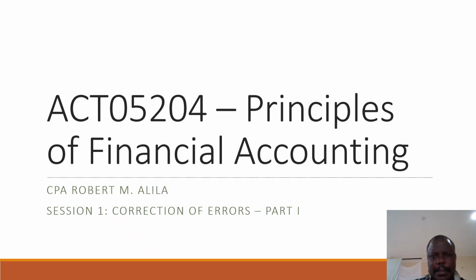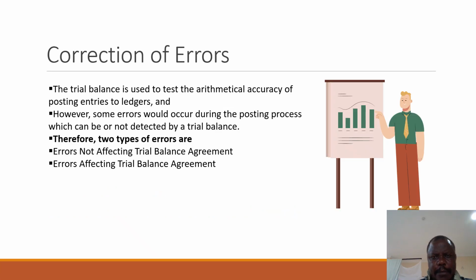Today, let us discuss our correction of error, part 1. This correction of error, as we had discussed earlier in the first topic, might happen. As you know, the trial balance is used to test the arithmetic accuracy of the posting.